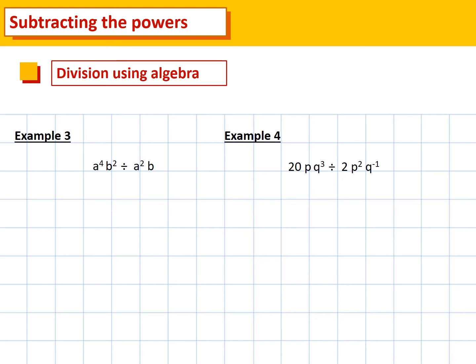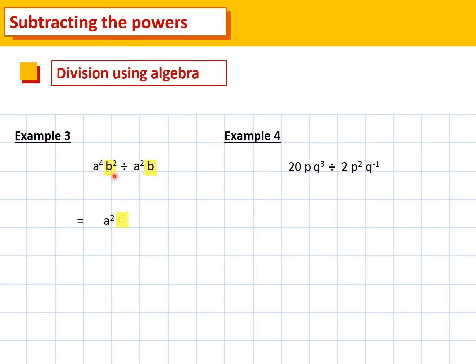In examples 3 and 4, where we've got two different letters, we concentrate on the letters separately. A to the power of 4 divided by a squared, we subtract the powers, so that leaves us with a to the power of 2.